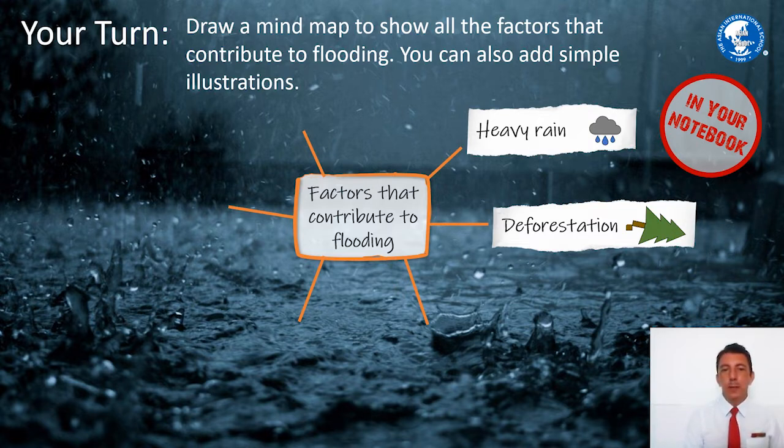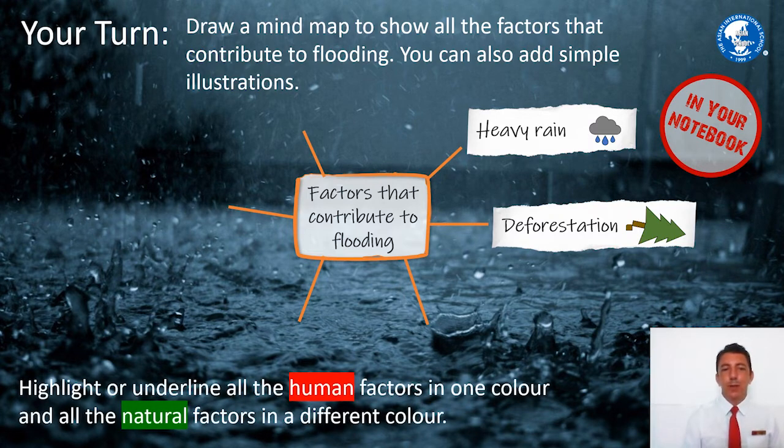So you will complete the mind map by yourself in your notebook, and when that is finished, you will highlight or underline all the human factors in one color and all the natural factors in a different color. So for my examples, I've used green for natural, so heavy rain is a natural factor, and red I've used for human, deforestation is man-made.